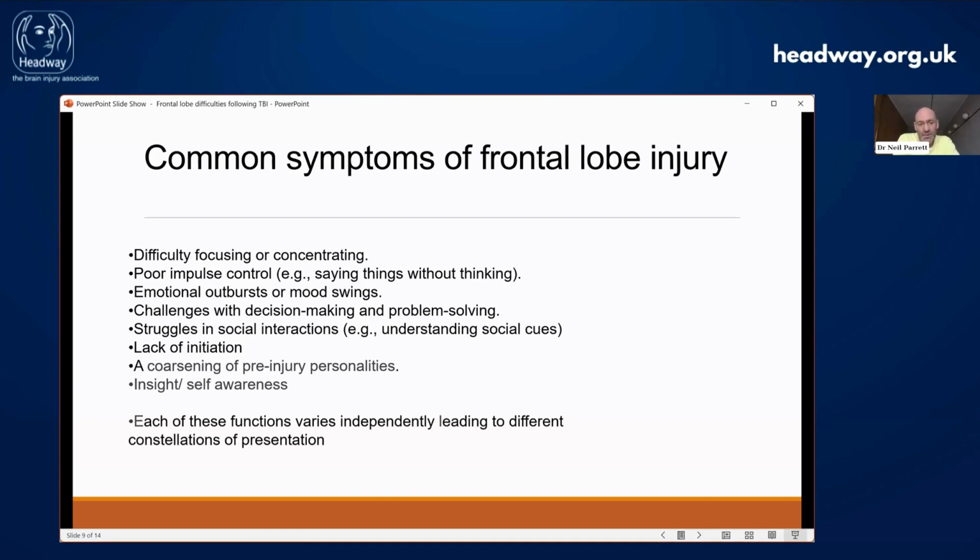And then, insight is difficult for most of us. We see the world through our own eyes, and when we change, it is hard to see how we have changed. And that is a problem, that self-awareness, that ability to see any changes, that insight into problems is particularly acute with executive functioning problems. Now, it's important to say not everybody will have all of these problems when they have a frontal lobe injury. They are independently variable. So the constellation of problems people present with will be different for everybody.